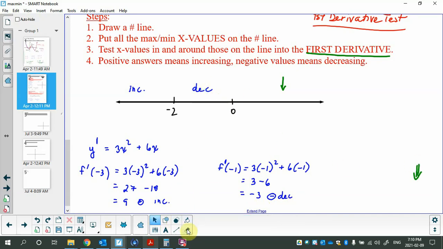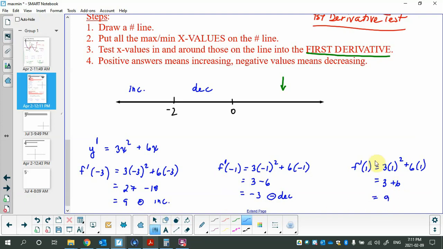And then finally, I need to pick a number outside of 0, so I can pick anything I want. I am choosing to pick 1, and I'm putting that into the derivative. And this just happens to be the same value as down here, which is a coincidence. What I care about is that it's positive, which means I can say increasing.